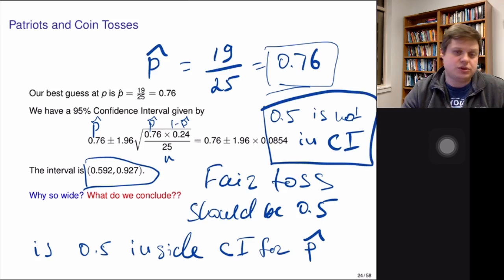So the way we're going to interpret this finding is that it's very unlikely that this outcome happened by chance, but it still might have happened by chance. It's just unlikely to happen by chance. That's all we can say here.